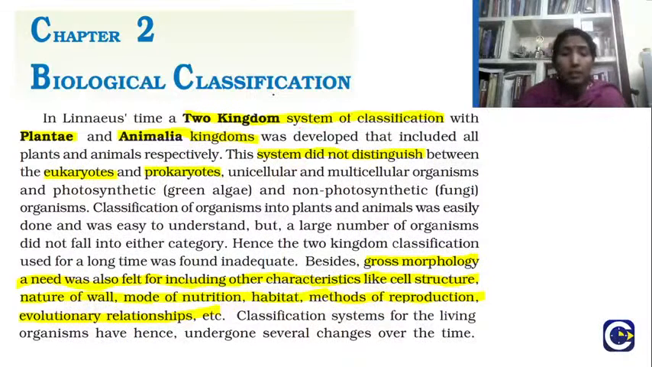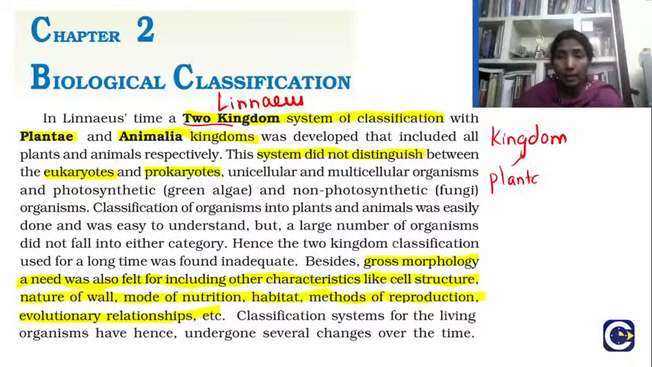But now, if you see the classification of organisms, first the two kingdom classification was proposed by Linnaeus. In Linnaeus's time, the two kingdom classification system was made, which was Plantae and Animal Kingdom. So we had two: one was called the kingdom Plantae, and then we had Animalia.